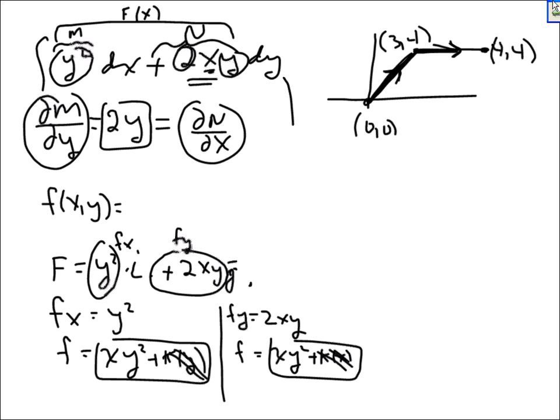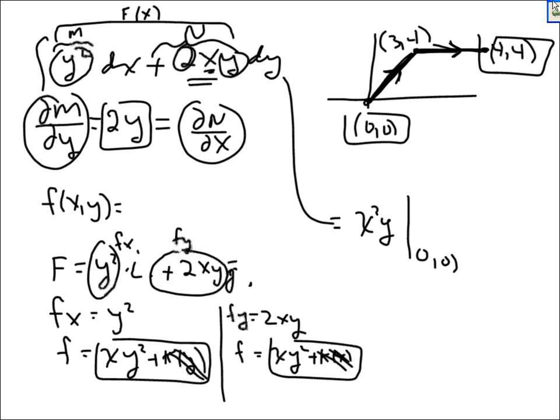So this top integral is equal to x squared y from the beginning point (0, 0) to the final point (4, 4). So when you substitute, first you do the upper limit. You let x and y both be 4. That's called the coincident. 4 squared times 4, minus, then you let x and y be 0: 0 squared times 0.